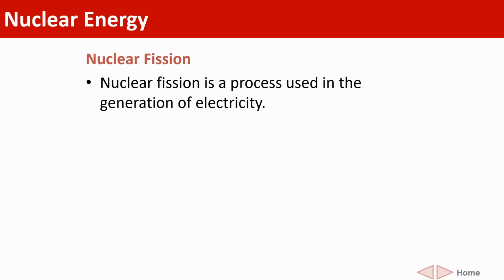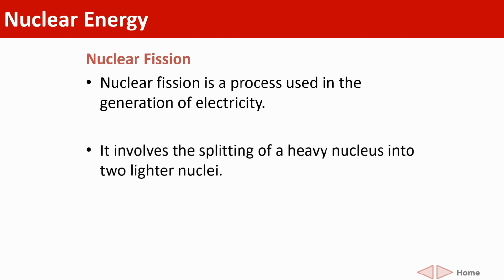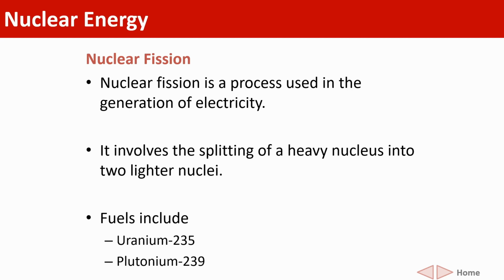The fundamental thing to remember about nuclear fission is that it involves the splitting of a heavy nucleus into two lighter nuclei. So we need to start off with a very heavy nucleus, and the ones that we normally use are uranium-235 or perhaps plutonium-239. So we have a heavy nucleus, and something happens that causes it to split into two smaller nuclei and release something else.